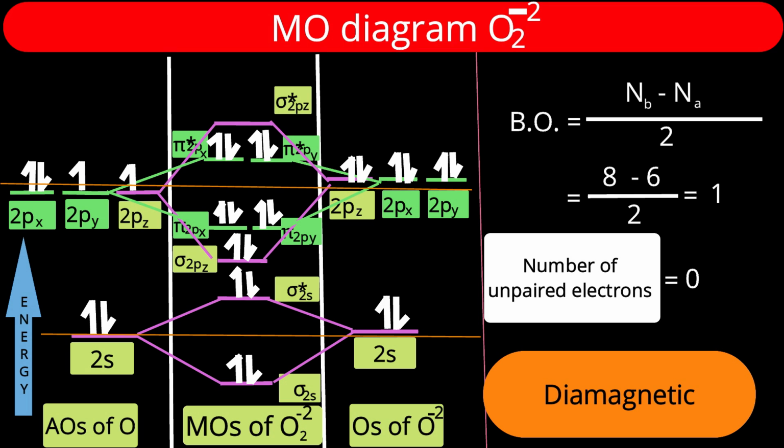How can we find bond order? Bond order is equal to the number of electrons in bonding orbitals minus the number of electrons in antibonding orbitals, divided by 2. 8 electrons are there in bonding orbitals. How?